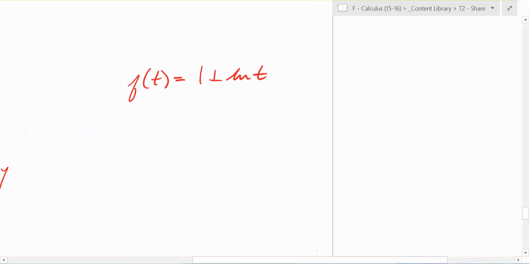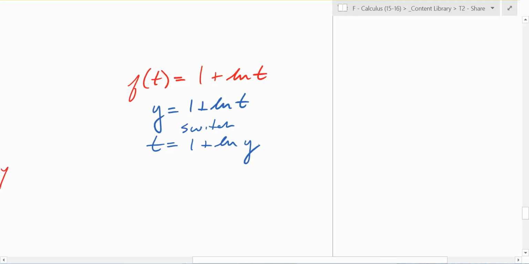So what's another way to write that? Instead of f of t, let's call it y. I think that's what the problem called it. So this is the original function: y equals 1 plus ln t. So what's the first step? Replace the variables with each other. So we do the switch step: t is equal to 1 plus ln of y.